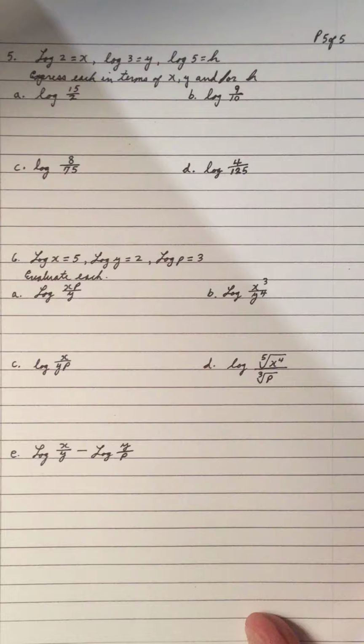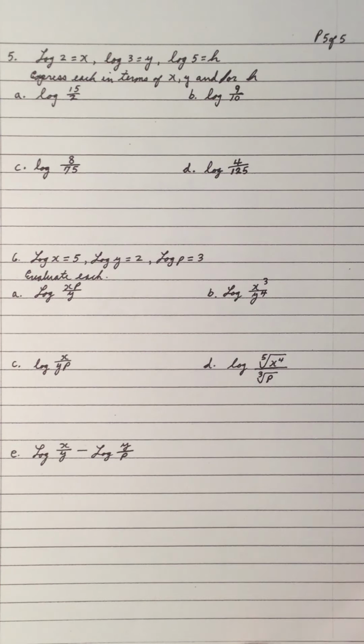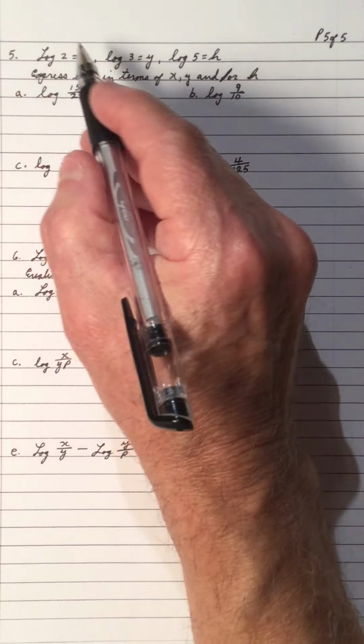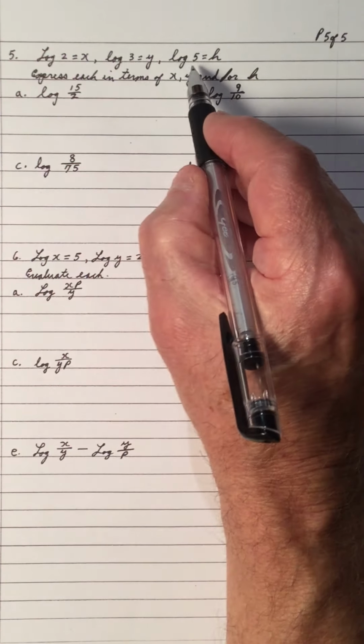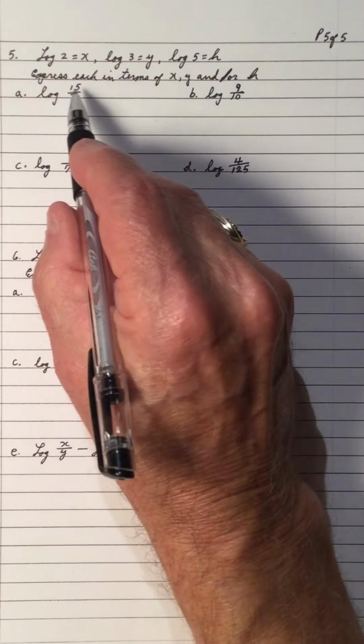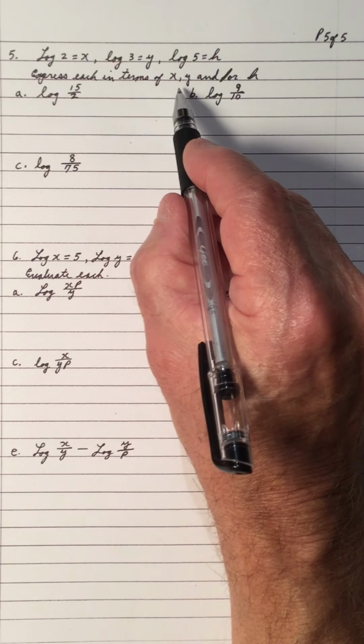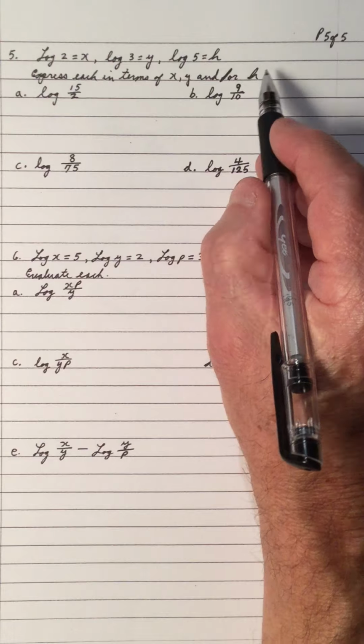Okay, let's continue. And we have the last question to do. A couple of questions on this page, last page to do. The log of 2 equals x, the log of 3 equals y, the log of 5 equals h. Express each in terms of x, y, and or h.